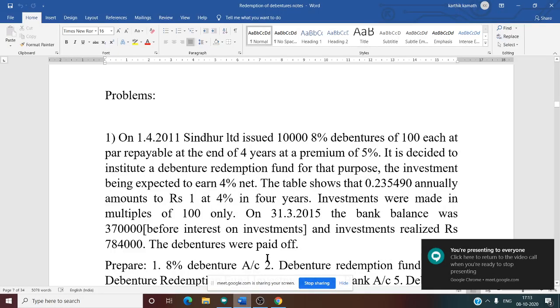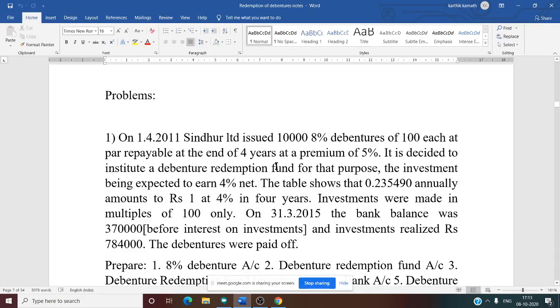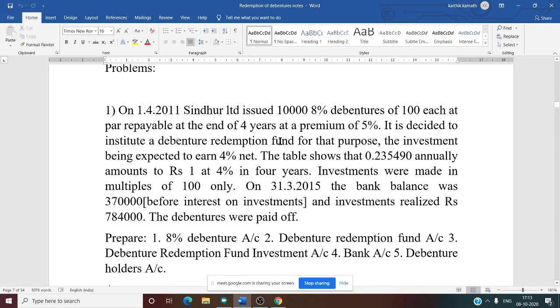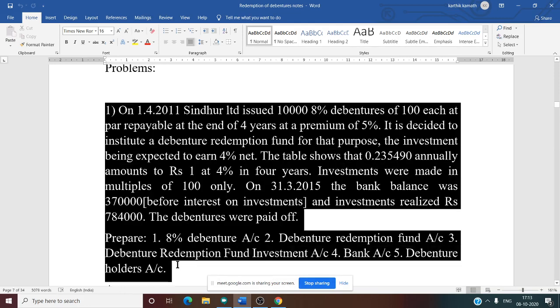Yes. So, in the last class, we discussed what debenture means and what the types of debenture are, what the sinking fund method is, and the accounting treatment under the sinking fund method. We solved half of the problem. But in today's class, we need to discuss the full problem. So again, we are going to see that problem.